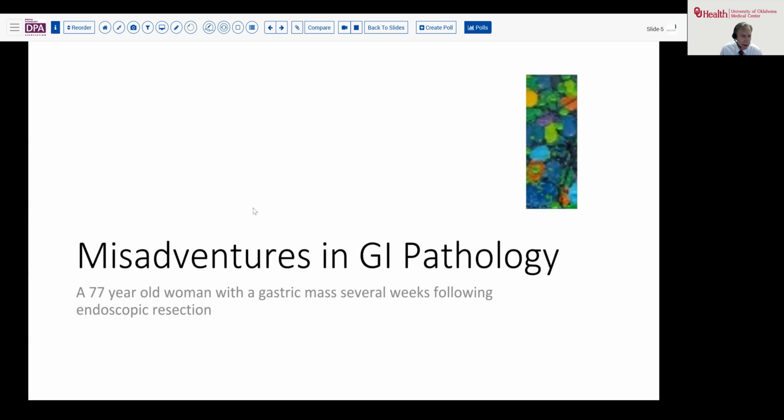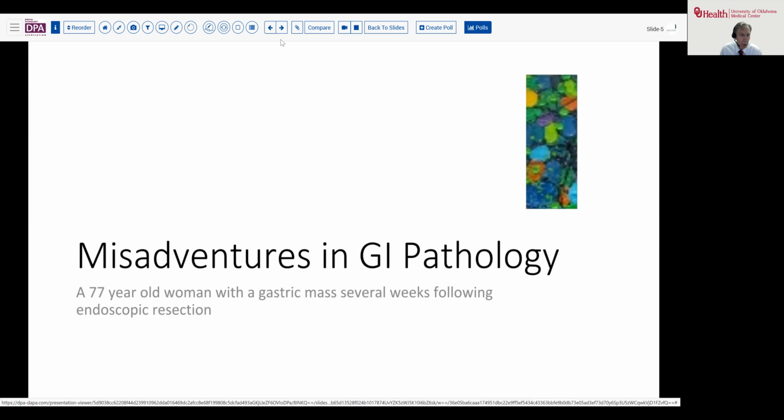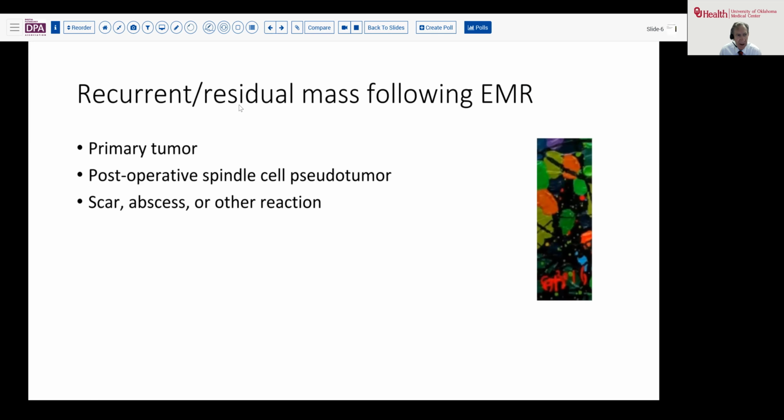So the story is a 77-year-old woman had some abdominal pain, went to get seen, had endoscopy, and was found to have a mass in her stomach. It was relatively small, and so an endoscopic mucosal resection was undertaken. Well, when she came back for follow-up about 4 to 6 weeks later, it was noted on repeat endoscopy that there was a residual mass. And so she was referred to our institution for evaluation of that mass.